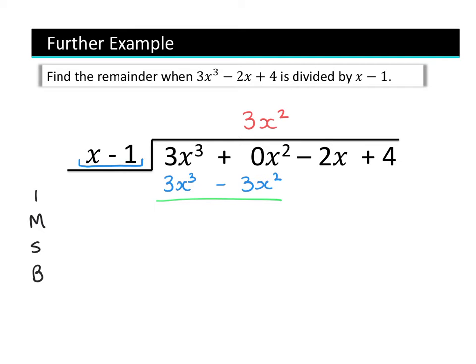Now you know you're correct if the first term in your subtraction cancels. 3x cubed minus 3x cubed is 0. I've then got 0 minus 3x squared, that's plus 3x squared. So be careful with those negatives. After we subtract, we bring down minus 2x. Ready to start again. Into, how many x's go into 3x squared? And it is in fact 3x. I'm now going to multiply. 3x times x is 3x squared.